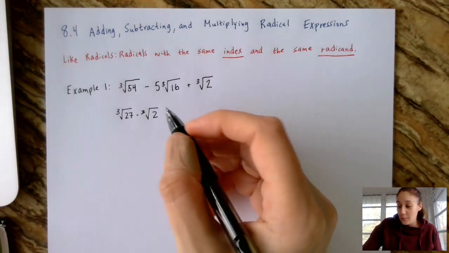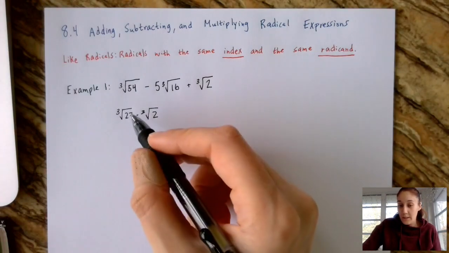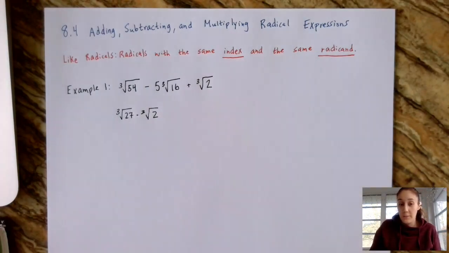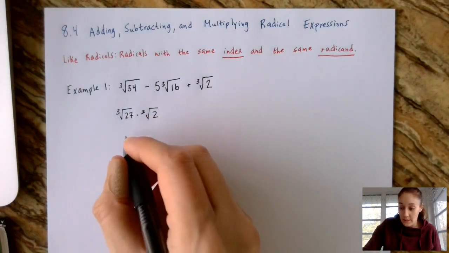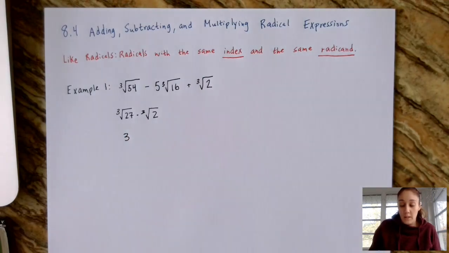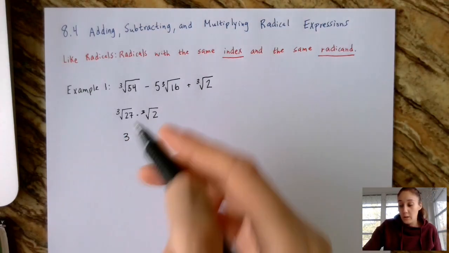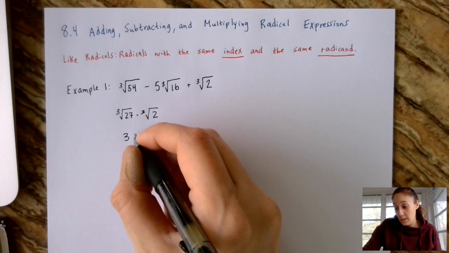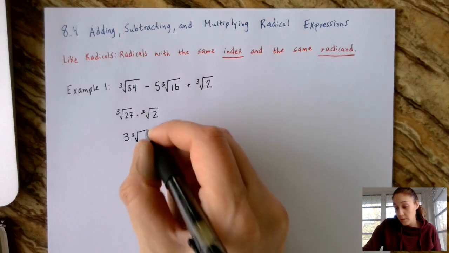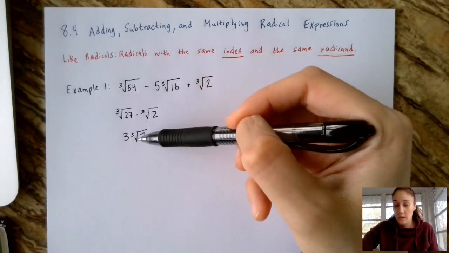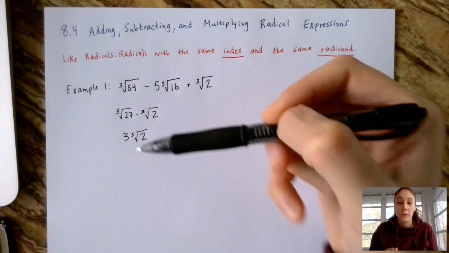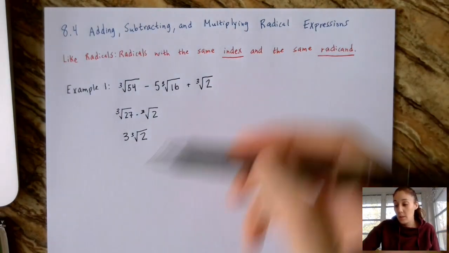Alright, so next I'm going to just keep simplifying this. So I know the cube root of 27 is 3, because 3 times 3 times 3 is 27. So this whole radical simplifies to 3, and then there's no cube root of 2, so I'm going to keep it as cube root of 2. So what I just did is I simplified cube root of 54 into 3 times the cube root of 2. And I'm going to do the same with the next one.